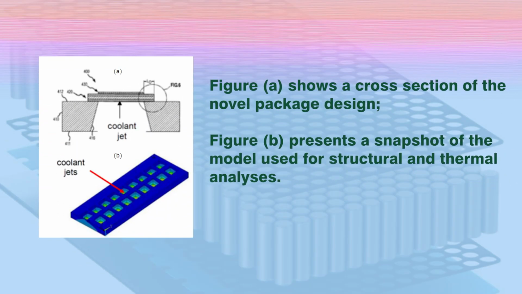So, this is how it looks. The coolant jet is passed through the backside holes, and figure A represents the cross section of the novel package design, and figure B represents the snapshot of the model used for structural and thermal analysis.